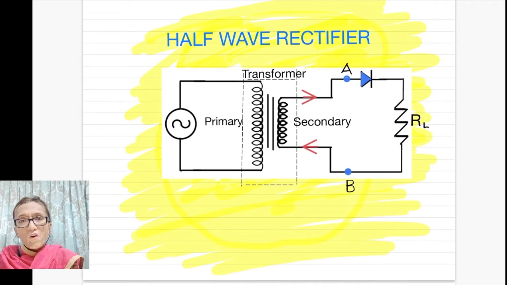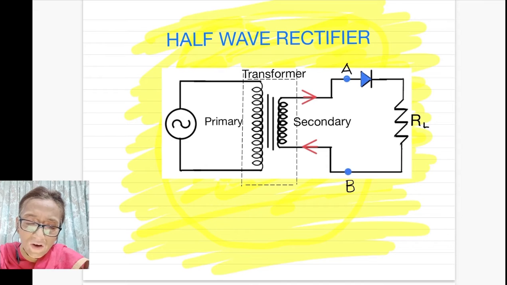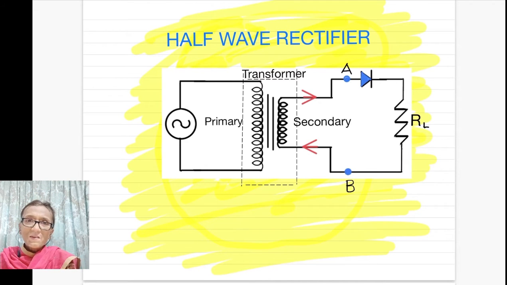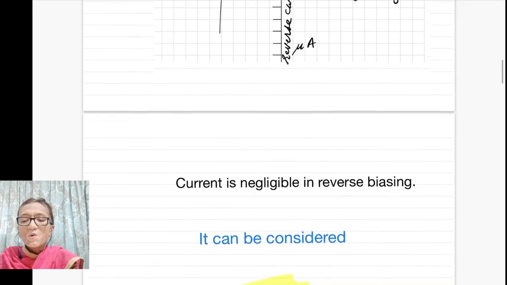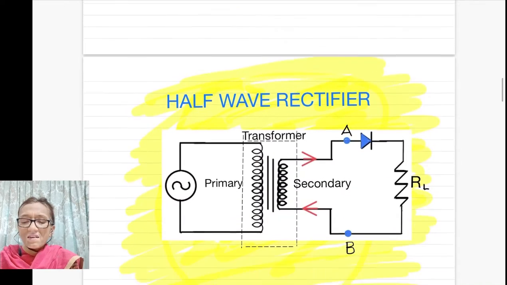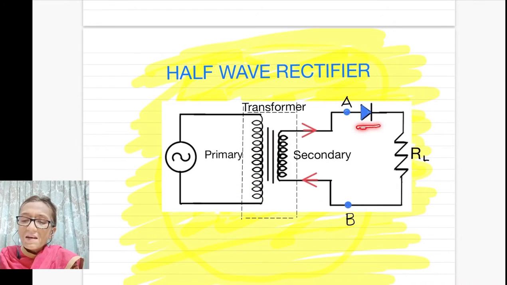Now, for making a rectifier, a device that converts AC into DC, we use the same diode. Here one diode is connected in this circuit. This is a half wave rectifier. It rectifies the current only for half the wave, not for one complete wave.